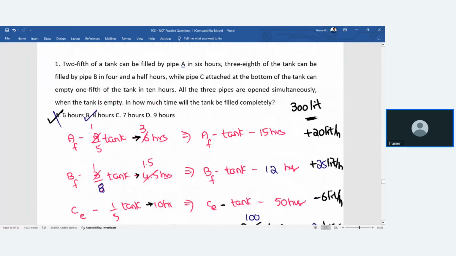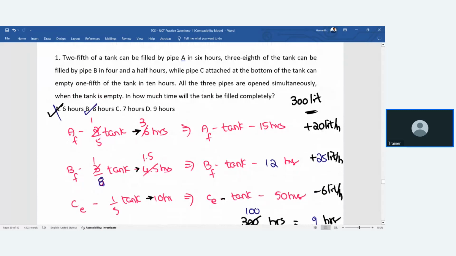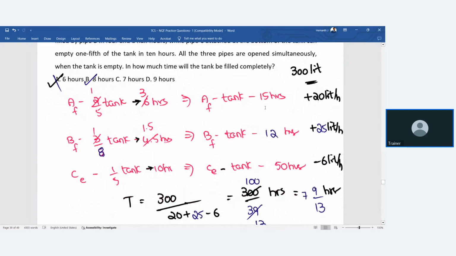Maybe somewhere I had written some wrong numbers, but believe the procedure. How you got 300 is by taking the LCM for 15, 12 and 50. For the entire tank filling and the tank emptying, the full tank related value is to be taken.